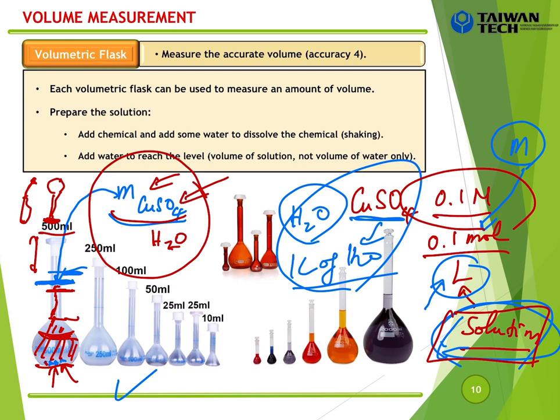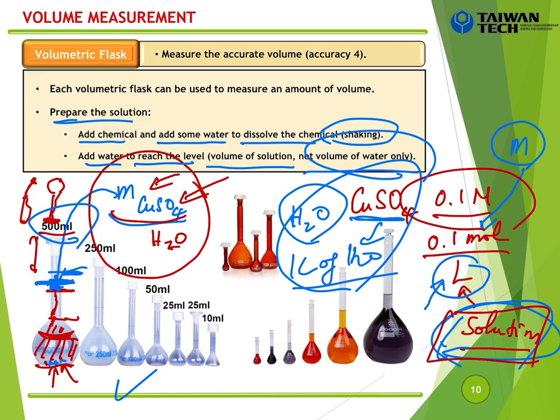So how to add the solution from here to here? You need to use the proper tool. What's the proper tool? I will show you later. You just add drop by drop, and then you can reach this level accurately. From here I already mentioned, right? We prepare the solution, add the chemical, and add some water to dissolve the chemical by shaking up and down, or you can invert the flask, and then you add water to reach the level. The volume we have here will be the volume of the solution, not only the solvent, not only water, but also including the volume of the chemical, maybe the powder, or something else.